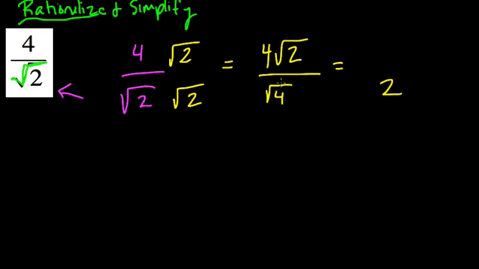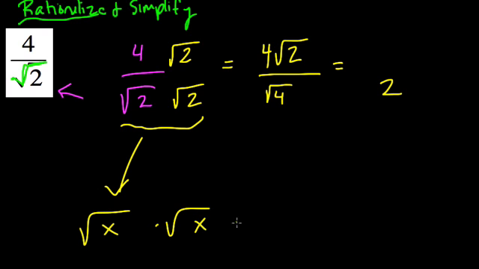So the shortcut I usually take there, just a little side note here, is that the square root of any number times itself is just that number. So the square root of x times the square root of x is just x. The square root of 2 times the square root of 2 is just 2. And that is a nice shortcut. And you have 4 times the square root of 2 over 2.